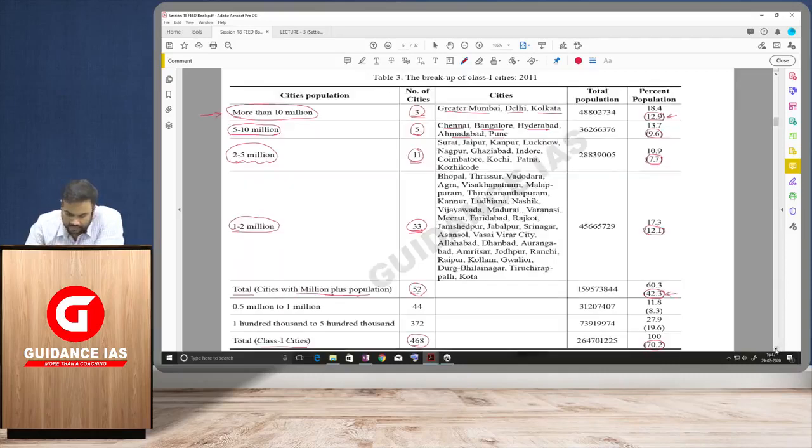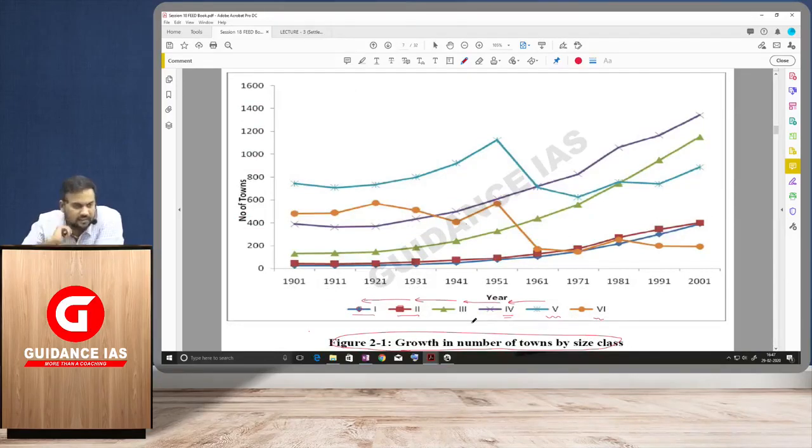This can be seen from this figure, growth in number of towns by size classes. Can you see all the cities like class 1, class 2 here. They have seen growth in numbers. Class 3 and 4 have also seen it. The only cities which have not seen this growth are class 5 and 6. Their total numbers have decelerated. Why? Because class 2 have graduated into class 1, class 3 into class 2, class 4 into class 3, and 5 and 6 into 4. But when it comes to rural areas graduating to 5 and 6, the process has been very slow.